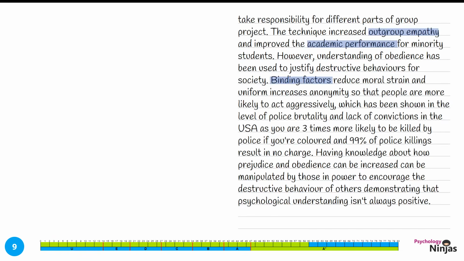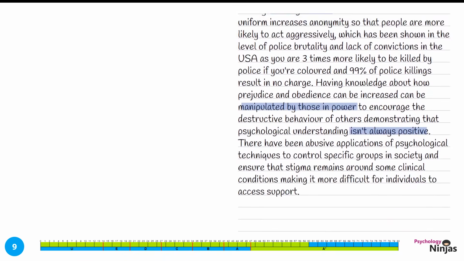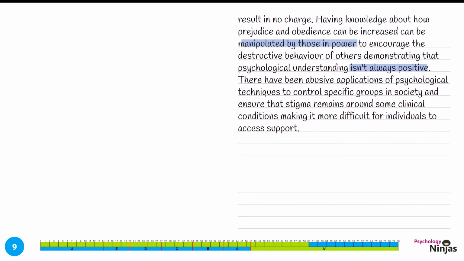We've been clear in our judgment here about how psychological knowledge hasn't been used positively. Specifically, we've talked about the manipulation of knowledge by those in power. We're going to return back to explaining different ways in which psychological knowledge can be applied. There have been abusive applications of psychological techniques to control specific groups in society and ensure that stigma remains around some clinical conditions, making it more difficult for individuals to access support.